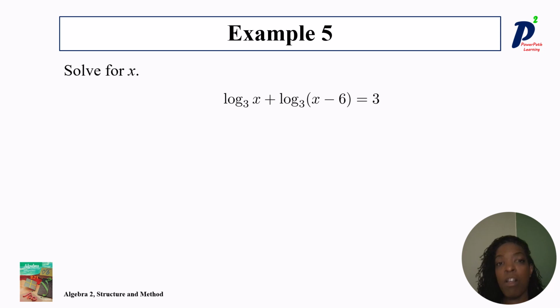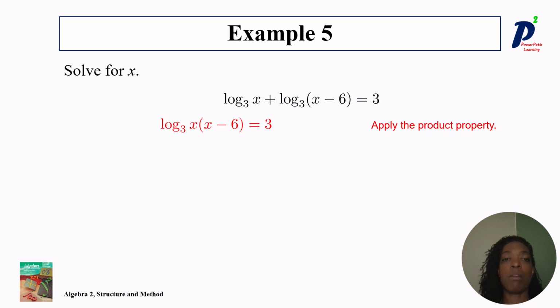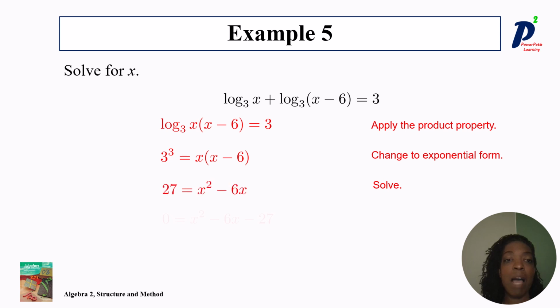So final example, we need to solve for x. So the first thing I'm going to do is condense using the product property. So I get log base 3 of x times x minus 6 equals 3. Then I'm going to change it to exponential form. It's 3 to the third power equals x times x minus 6. Then I'm going to solve.